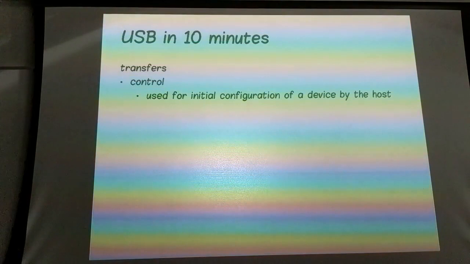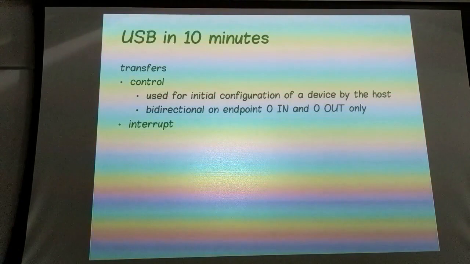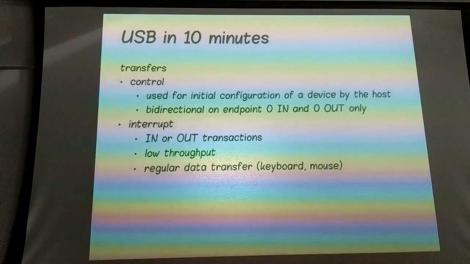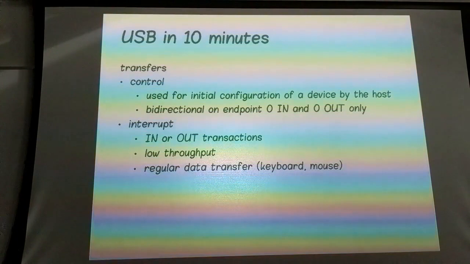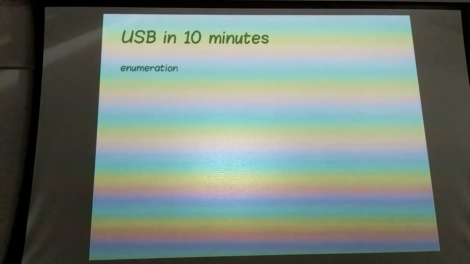In low-speed USB, we use only two of them. Control transfer, used for initialization and configuration of a device, such as assigning its address and selecting the appropriate configuration. Communication takes always place with endpoint 0 in both directions. The second transfer type available in low-speed USB is interrupt transfer. It uses in or out transactions, though in transaction is more common.